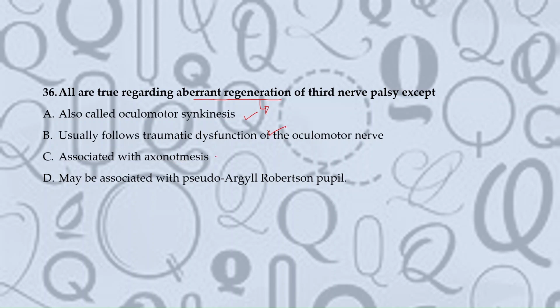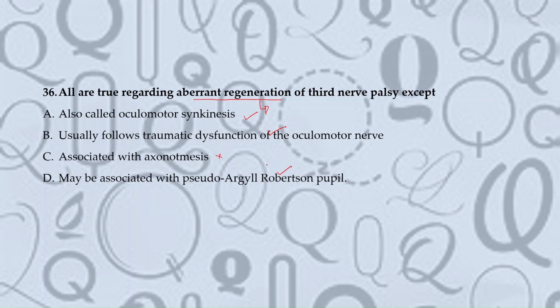Associated with axonotmesis, no. Okay, so there are 3 degrees of nerve damage: neuropraxia, axonotmesis and neurotmesis. So this aberrant regeneration is associated with neurotmesis, not axonotmesis. Then it may be associated with pseudo-Argyll-Robertson pupil, correct? So what is this pseudo-Argyll-Robertson pupil? We learnt in the last class, Argyll-Robertson pupil is absent light reflex and present near reflex.